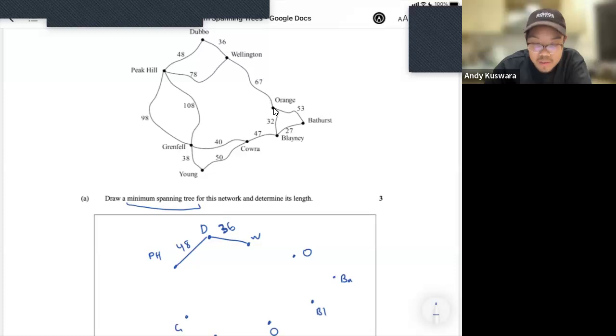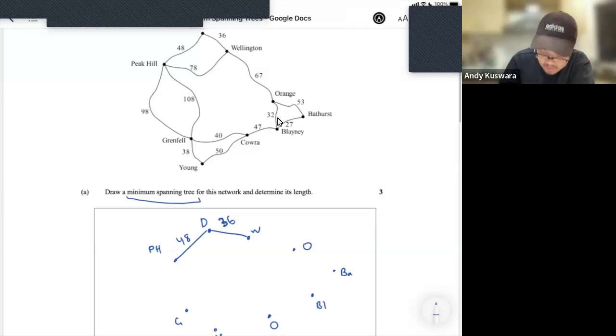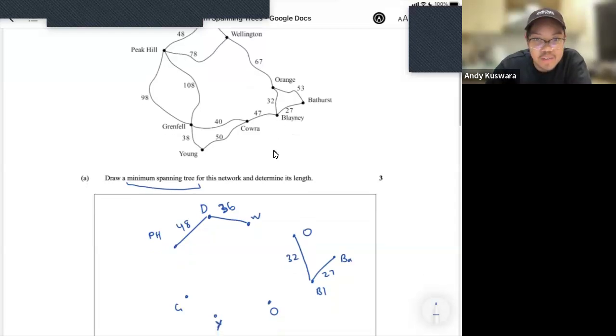Now continuing on. Let's see. I can do that one. From Orange, I can see that there's 32 and 27. I think those will be the shortest ones. So from Orange to Blayney, that will connect 32, and also 27 from Blayney to Bathurst, because those are my smaller numbers. You can see I'm starting to connect everything, but not everything is connected yet.